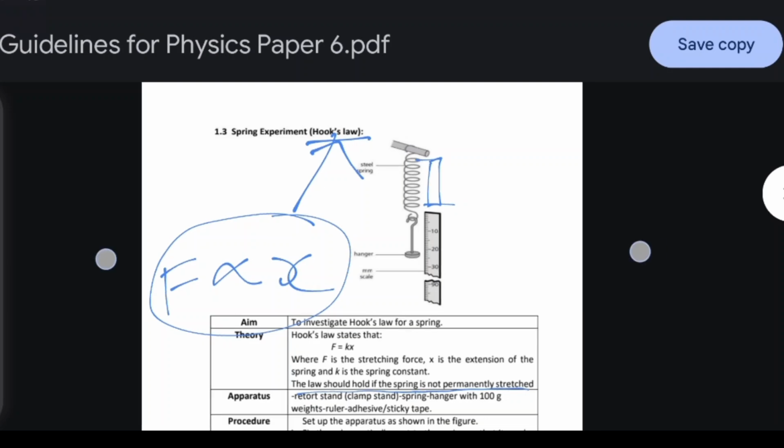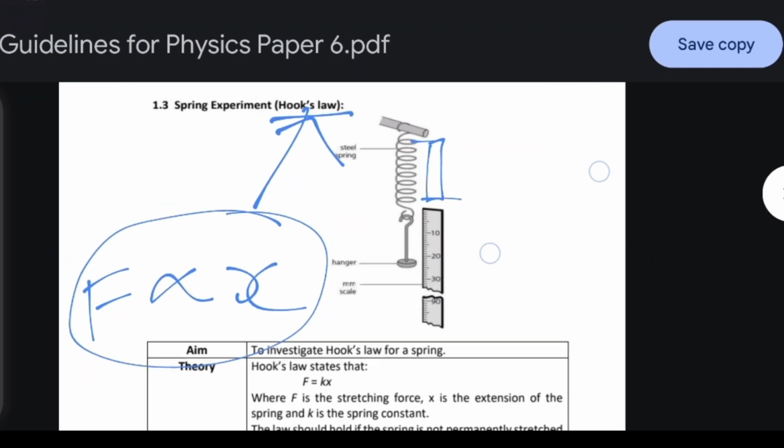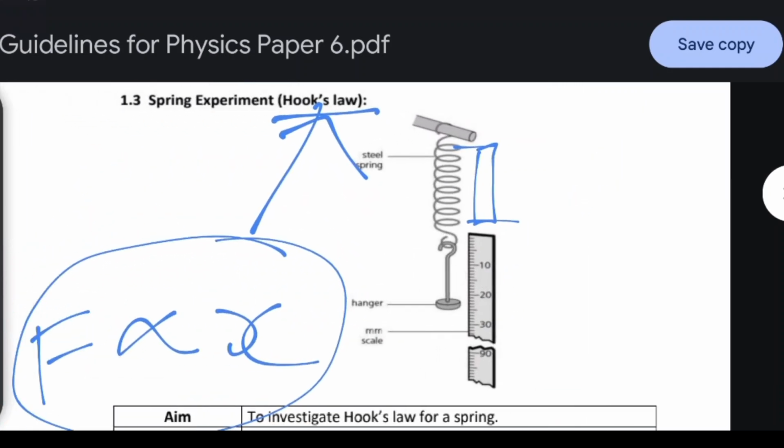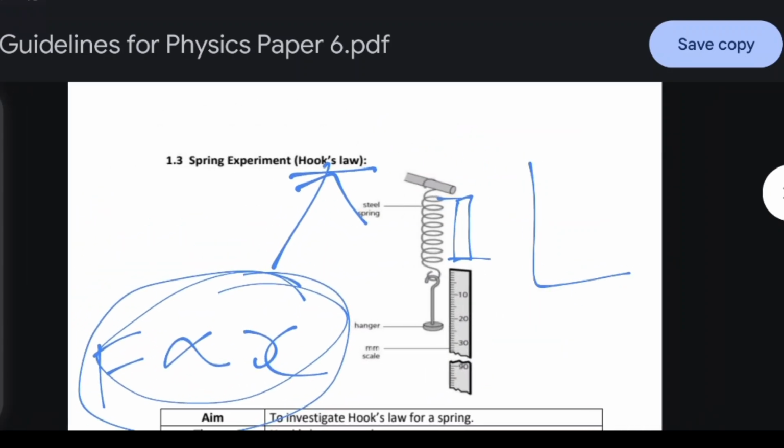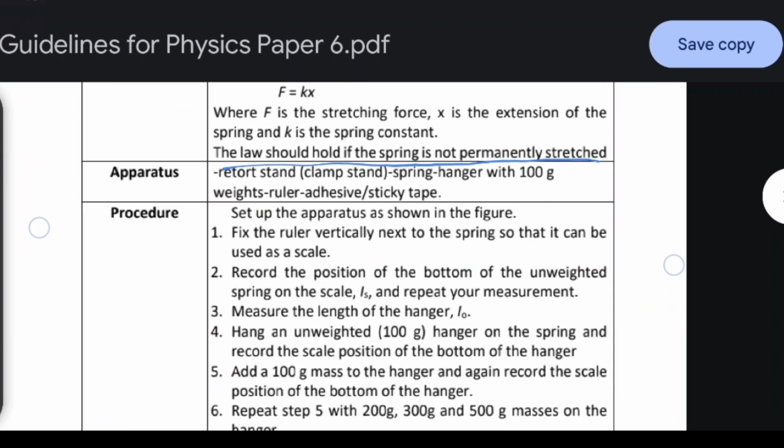When the spring goes beyond the limit of proportionality, as you studied in paper 4, it will not be proportional, and that's the point when Hooke's law will not be applied. So basically, when it exceeds that, the graph will either go like this or like this. This is the limit of proportionality, and above this point, Hooke's law will not be applied.